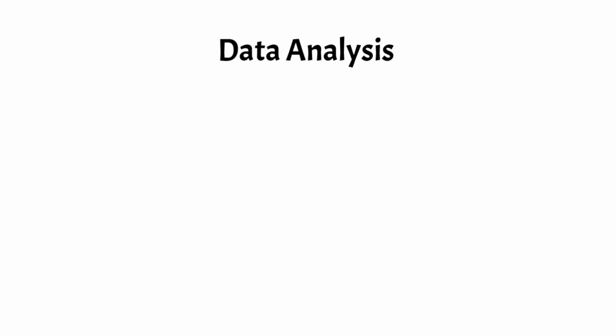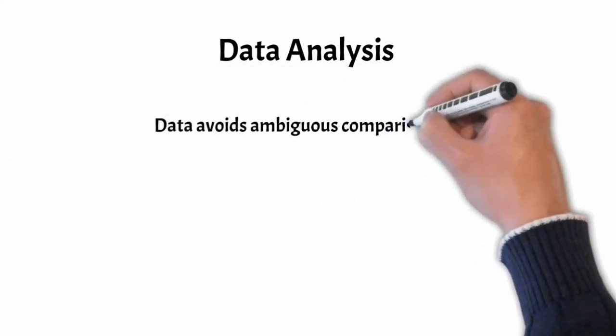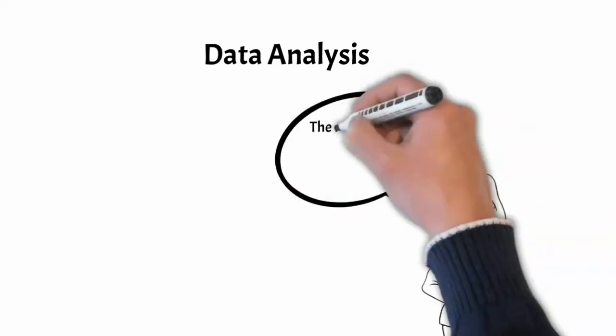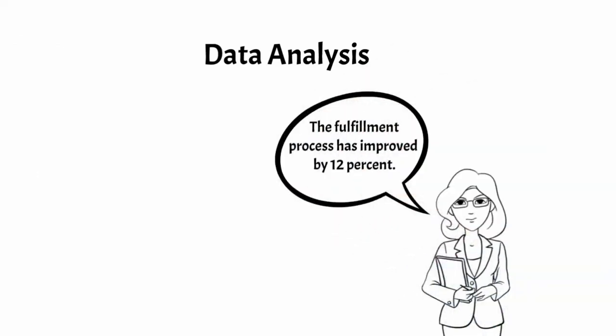It avoids ambiguous comparisons, such as, the improvement process does seem to be working, or the fulfillment process is a bit faster. Indeed, when data is used, we can be more explicit. The fulfillment process has improved by 12%.